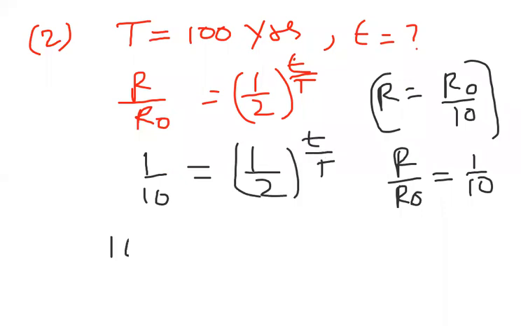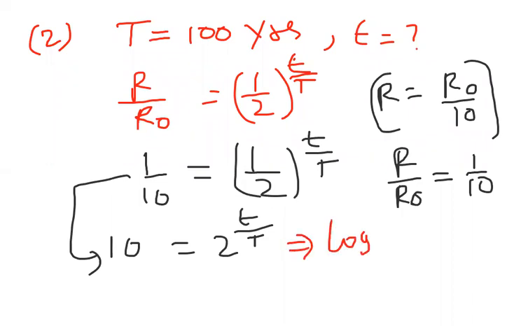Now simply I can write 10 is equal to 2 whole power small t by capital T. In the denominator, 10 on one side and 2 power small t by capital T on the other, so 10 is equal to 2 power small t by capital T. I hope you are clear from this step to this step. Now I am applying log base 10 on both sides: log 10 base 10 is equal to log 2 base 10 whole power small t by capital T.